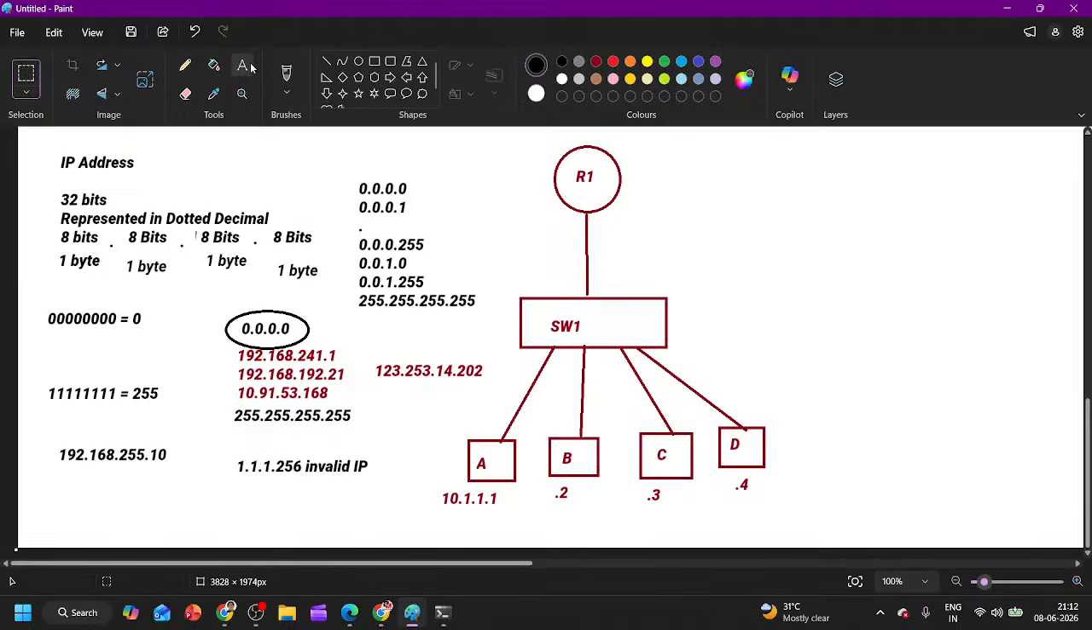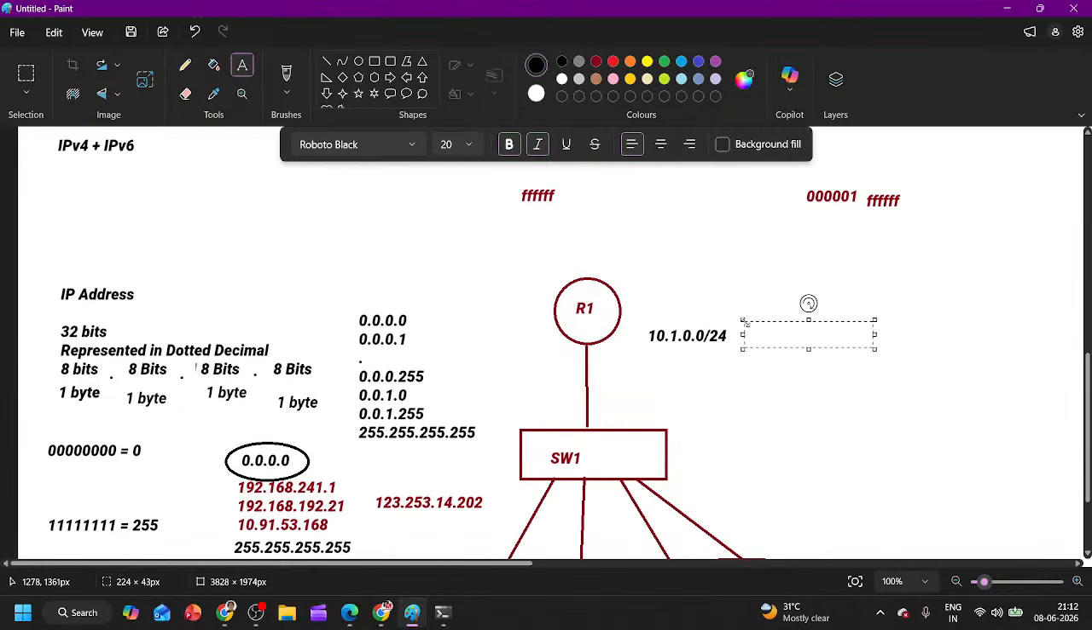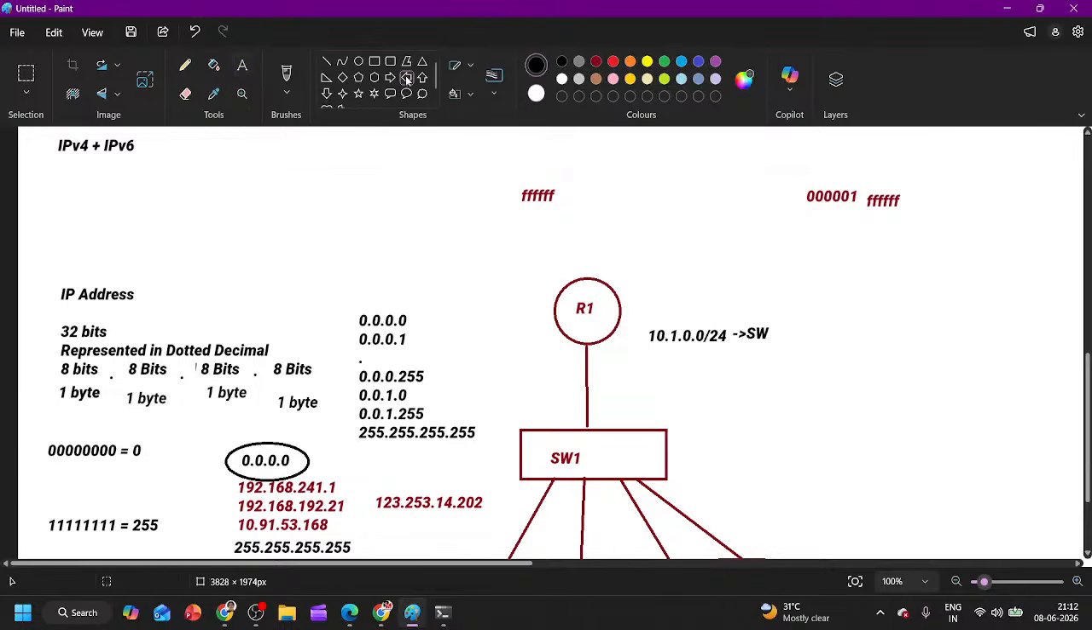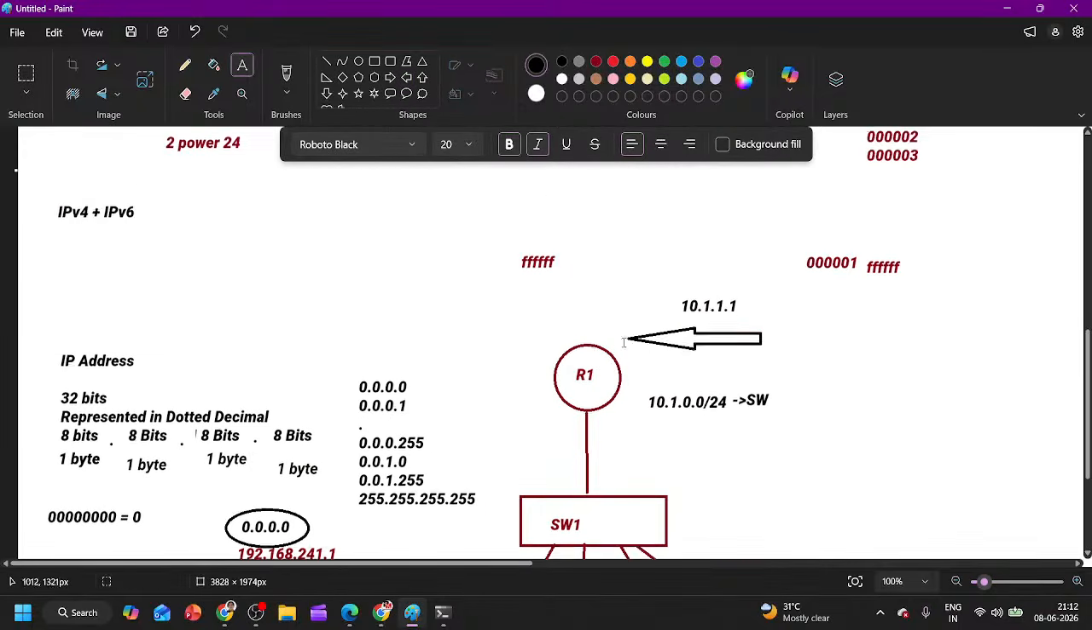Let's say a router has one entry in its routing table, 10.1.1.0/24. Soon we'll understand it. This network is reachable via the switch, and the router is receiving traffic from another device where the destination IP address is 10.1.1.x. It is for this PC. How can router 1 identify that this IP address belongs to this network only, this subnet only?